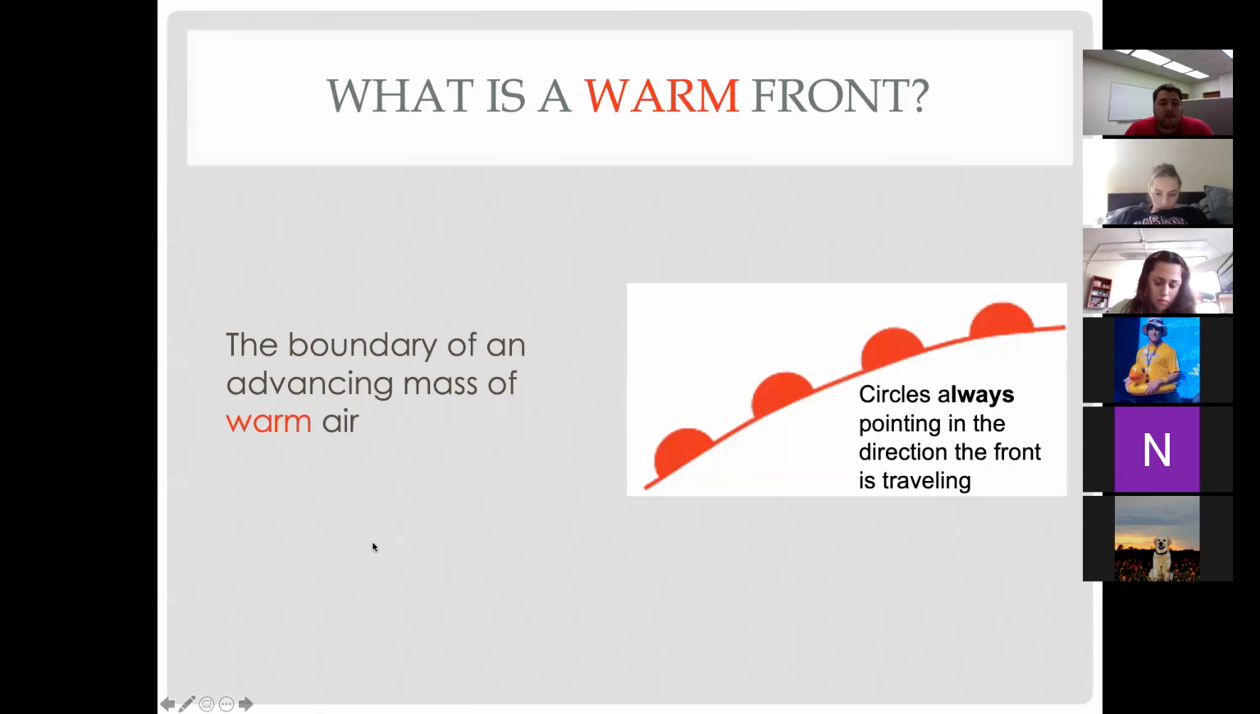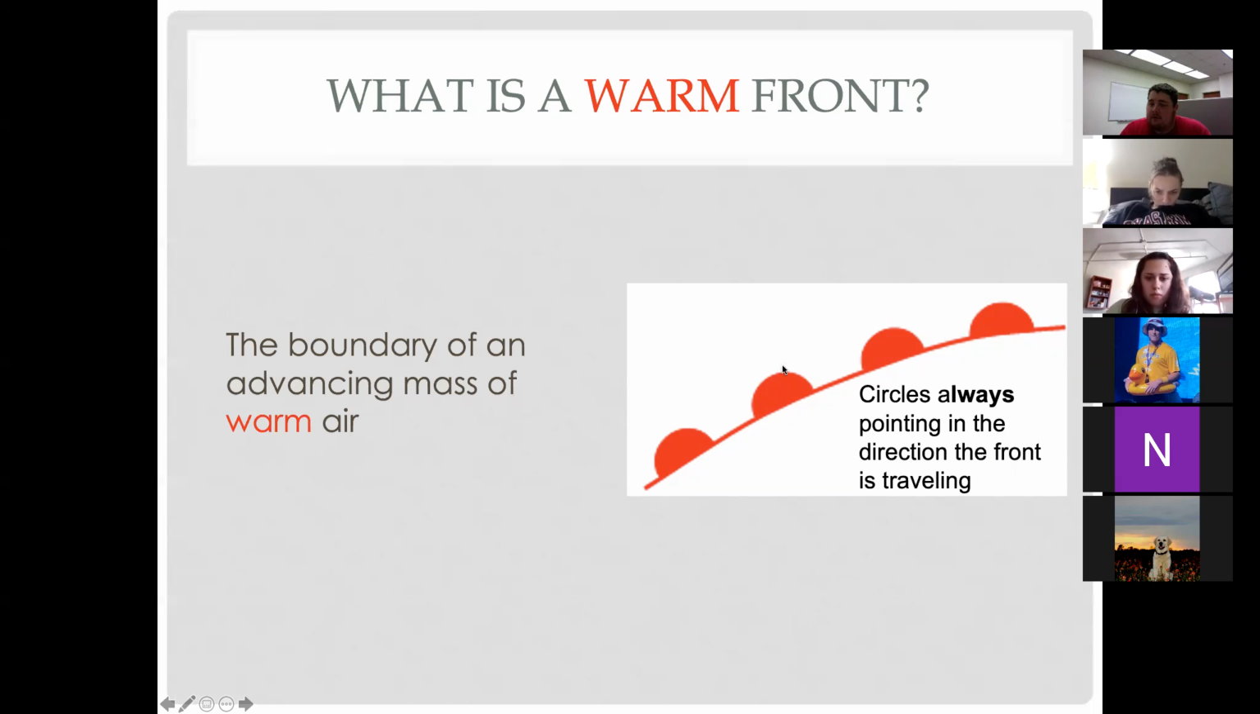And then next is the warm front. It's the same thing, but it's warm air. Normally you'll see warm fronts back up. For example, when a cold front passes through and goes into the Gulf of Mexico, sometimes the front will reverse and come back as a warm front, because the warm air that just got pushed back by the cold front is coming back towards us. So this is an advancing mass of warm air.